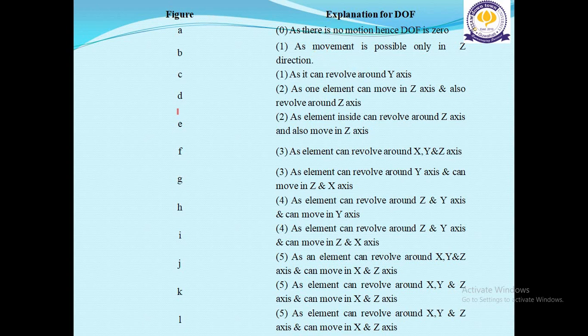Similarly, for all the figures mentioned in the previous slides, the explanations for all the respective figures have been given here, along with the table from the previous slide, showing how many rotary motions and how many translatory motions there were. Here is the explanation of each and every figure present in the slide.